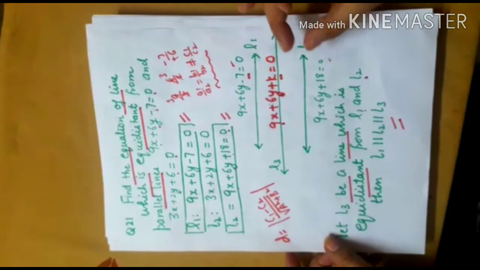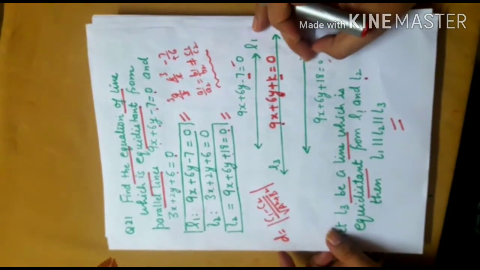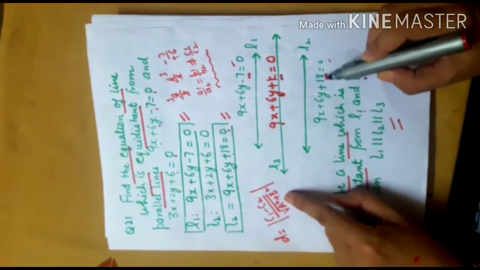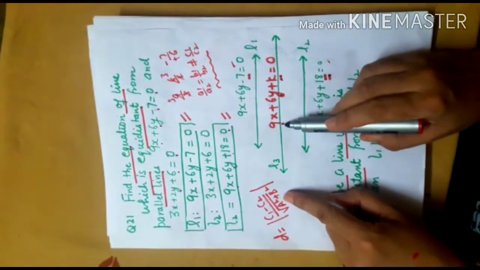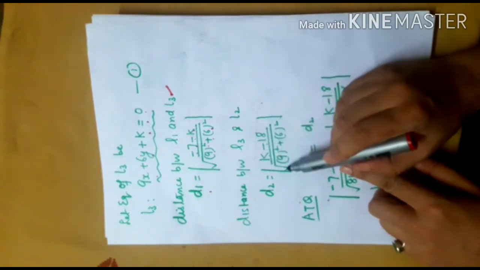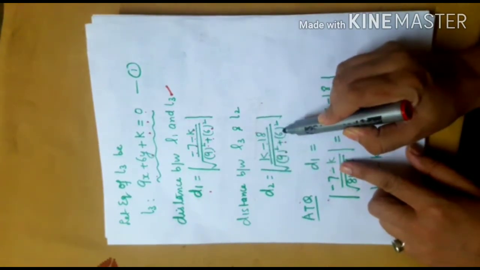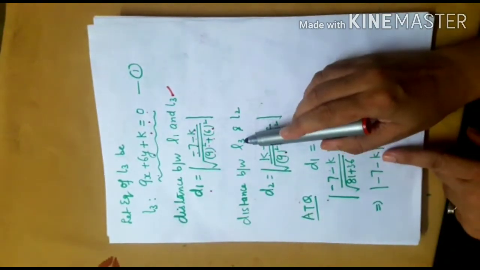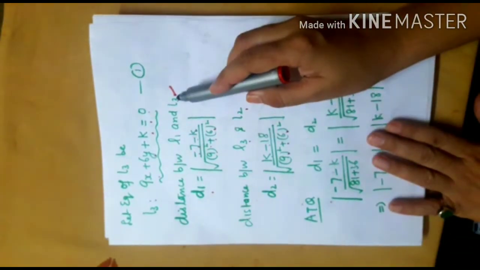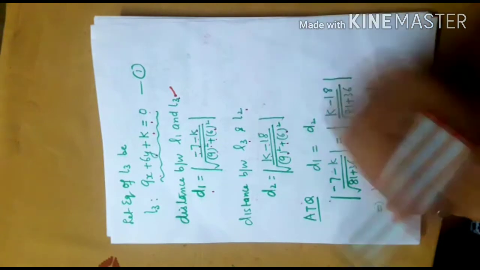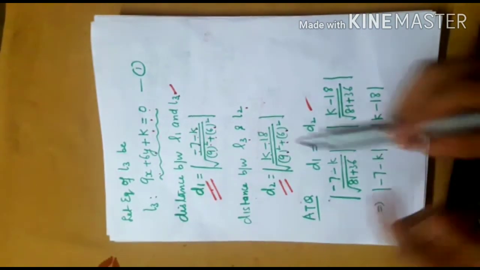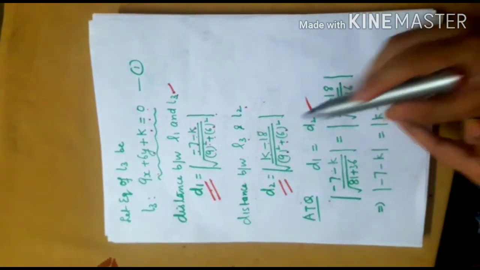Now similarly, the distance between L3 and L2. Yes, here c1 will be k and c2 will be 18. a will be 9 and b will be 6. So I'll get |k - 18| over the square root of 9² + 6². This is the distance between L3 and L2. Now, according to the question, L3 is equidistant from L1 and L2. So do you agree? d1 is equal to d2. So therefore, this will be equal to this.